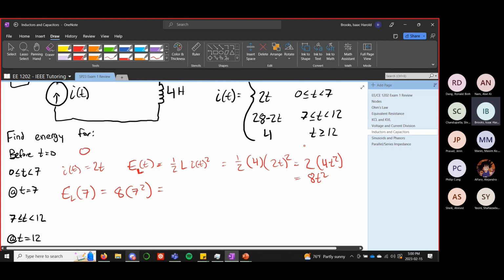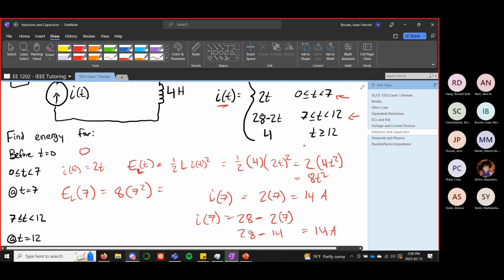Yeah, so at T equals 7, if we're just looking at the current, the current at time equals 7, if we were to use this equation, it would be 2 times 7, which is 14 amps. If we were to use this equation, I of 7 equals 28 minus 2 times 7, which is 28 minus 14, which is also 14 amps. So in this case, it works out because it's a continuous function. But in general, be on the lookout for that.